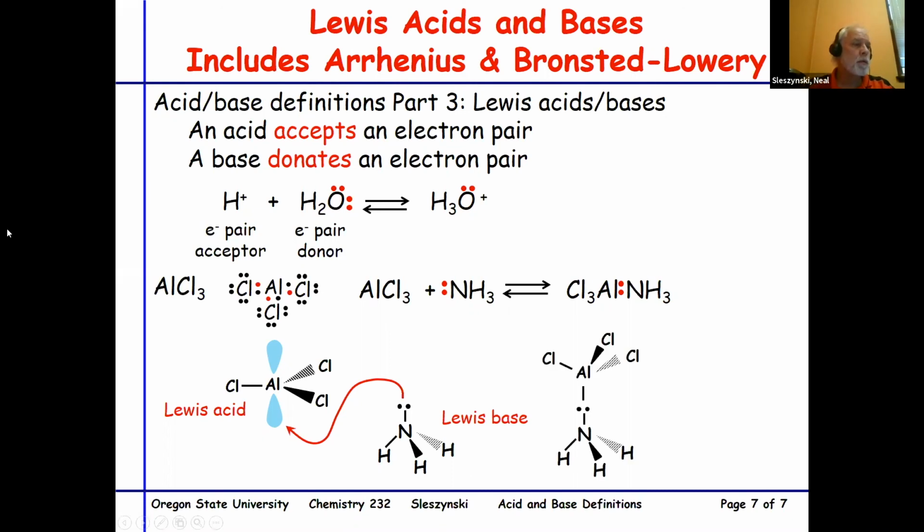We end up with a molecule that looks like this, and you'll notice, looping all the way back to our discussion of three-dimensional structures, aluminum trichloride has now changed from trigonal planar to tetrahedral because it now has four repelling electron groups around the central atom.